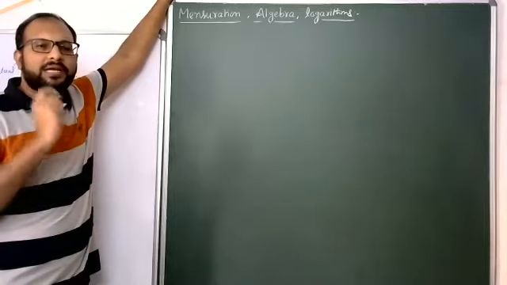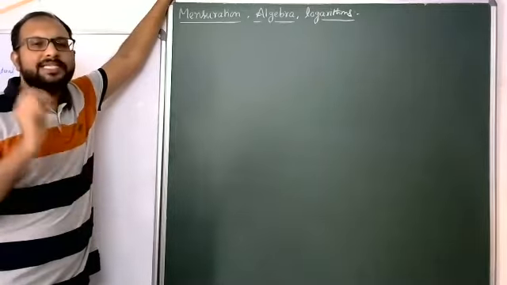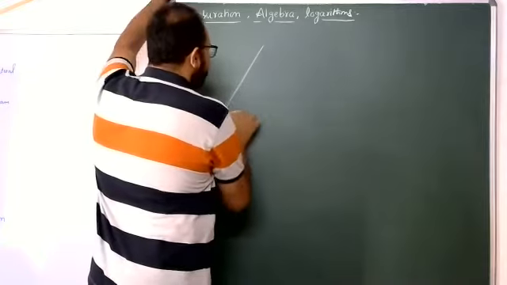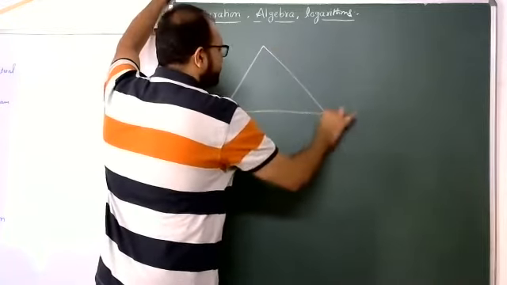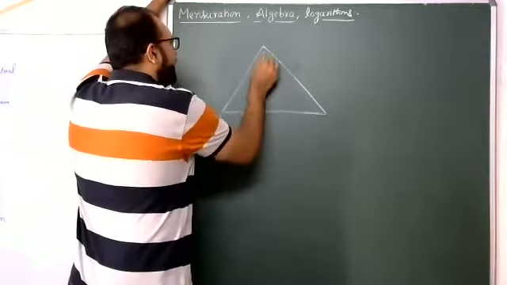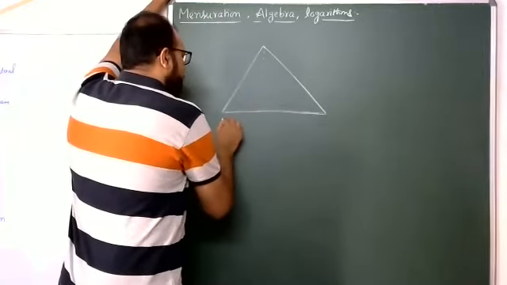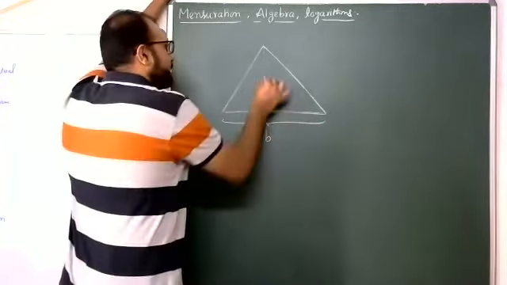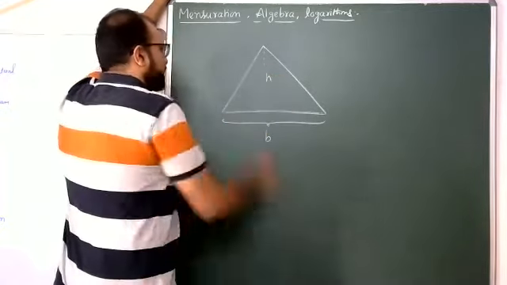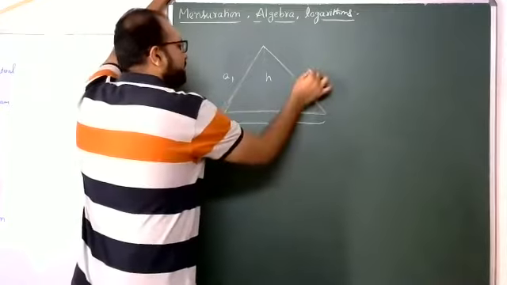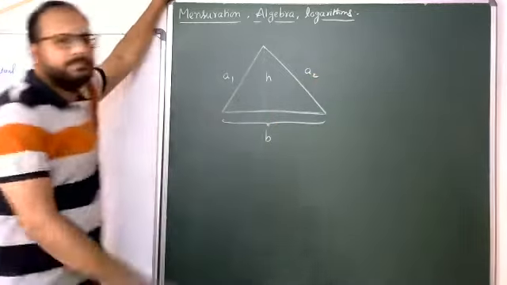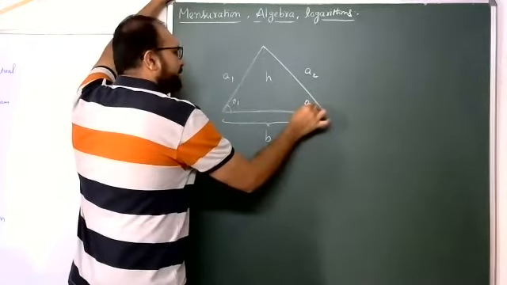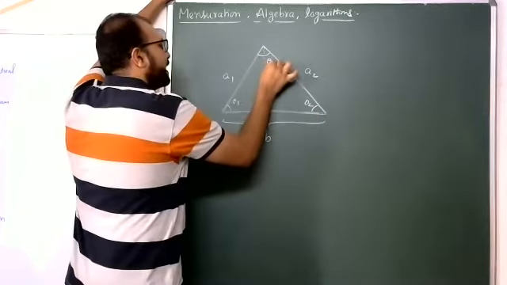Three sides planar diagram. Yes, you all know that is a triangle. Now students, a small revision on this triangle. This side length B I am taking. This height H. Here this side length A1, this side length A2. And this angle theta 1 I am taking. This angle theta 2. This total angle theta 3.